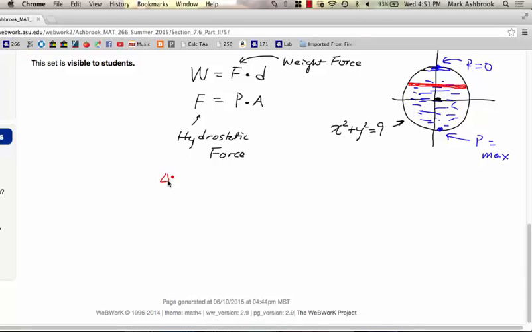So we want to calculate a little bit of force, a little change in force, and that's going to be pressure times area. So pressure is rho g d. If this is English units, we know that rho g will be just one value. If it's metric units, we might be given the mass density and need to multiply by g. I think I said yesterday this was force, rho g. That's not force. That's weight density.